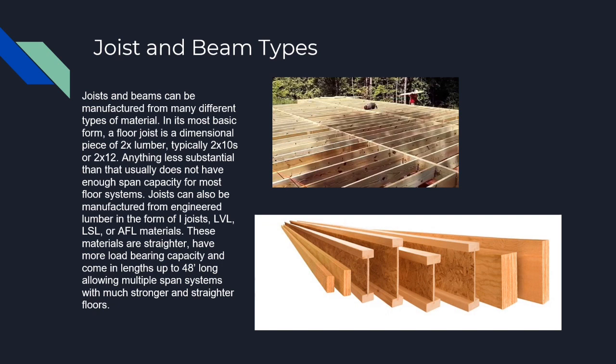Anything less substantial than that usually does not have enough span capacity for most floor systems. Joists can also be manufactured from engineered lumber in the form of I-joists, LVL, LSL, or AFL materials. These materials are straighter, have more load-bearing capacity, and come in lengths up to 48 feet long, allowing multiple span systems with much stronger and straighter floors.